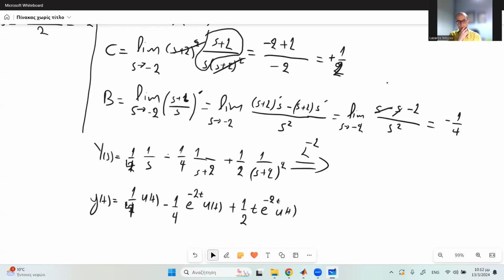So this is our solution, and I can very easily plot it, pretty much using the same formulas as before. This is time, of course. The system starts from 0. Here I have 3 terms. One of these terms is 1/4, so the system will end up in a non-zero steady state. This term, of course, goes to 0 as time goes to infinity.